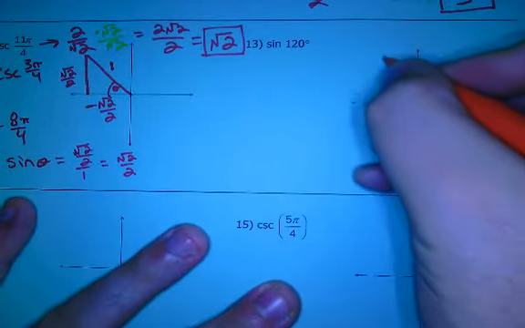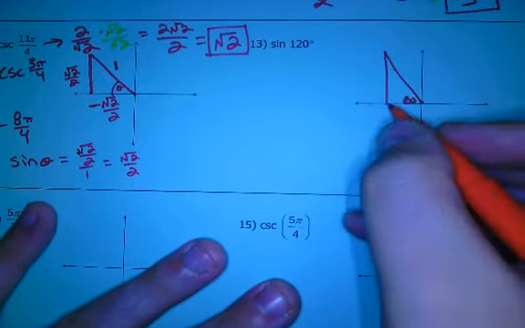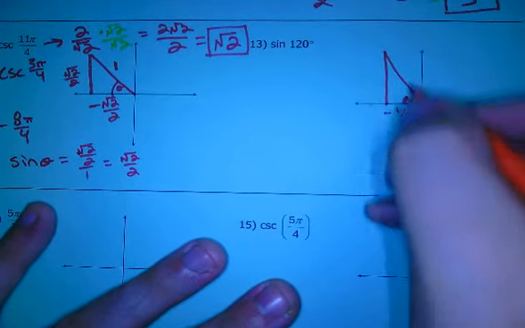Okay, so for sine of 120, I'm going to have a reference angle here of 60, which means that this is my shorter side, so this is my 1/2.